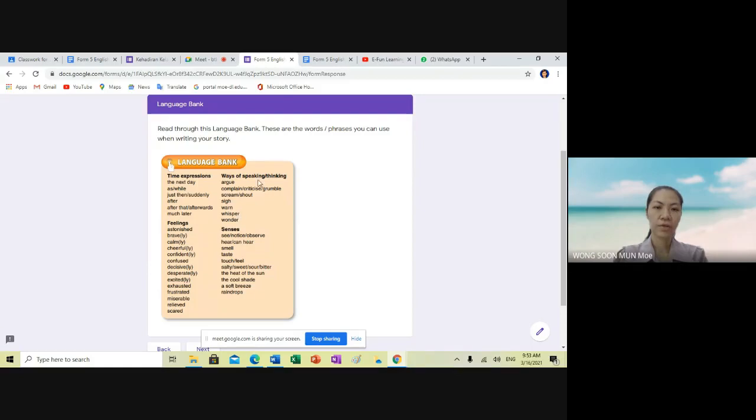Let's go through ways of speaking or thinking. Argue, complain, criticize, grumble, scream, shout, sigh, warn, whisper, wonder. Senses: see, notice, observe, hear, can hear, smell, taste, touch, feel. Salty, sweet, sour, bitter, the heat of the sun.